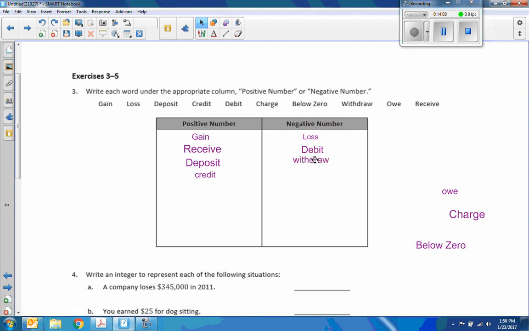A withdrawal will also do the same thing. A debit is a withdrawal. You're just using your debit card to purchase it. I'm just getting cash. To owe is a negative thing. To charge is a negative thing. Below zeros.